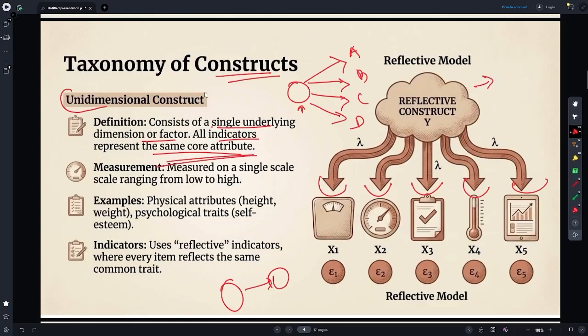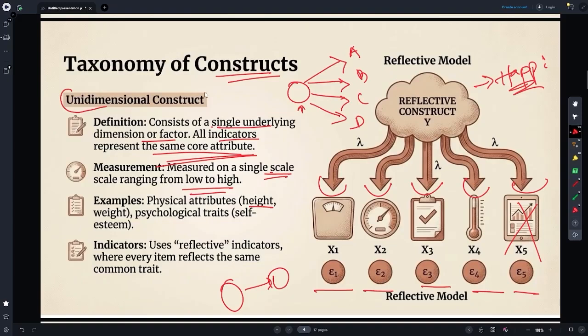If I consider this as happiness, a continuation of the previous example, then these are the variables of happiness, or I can say indicators of happiness, which have the same attribute. If I remove this indicator, it will remain the same thing. Now, how do we measure this? We measure this on a single scale, low to high, etc. Some examples are physical attributes like height and weight, and psychological traits like self-esteem.